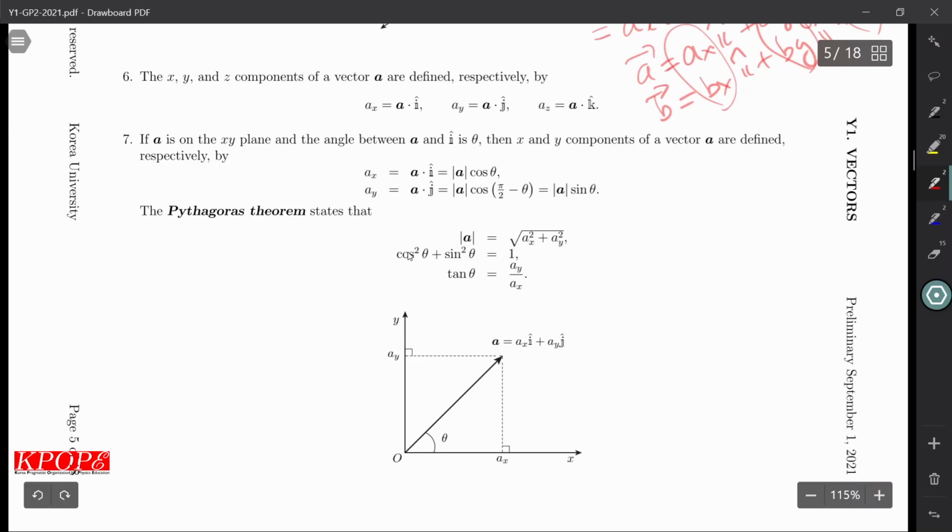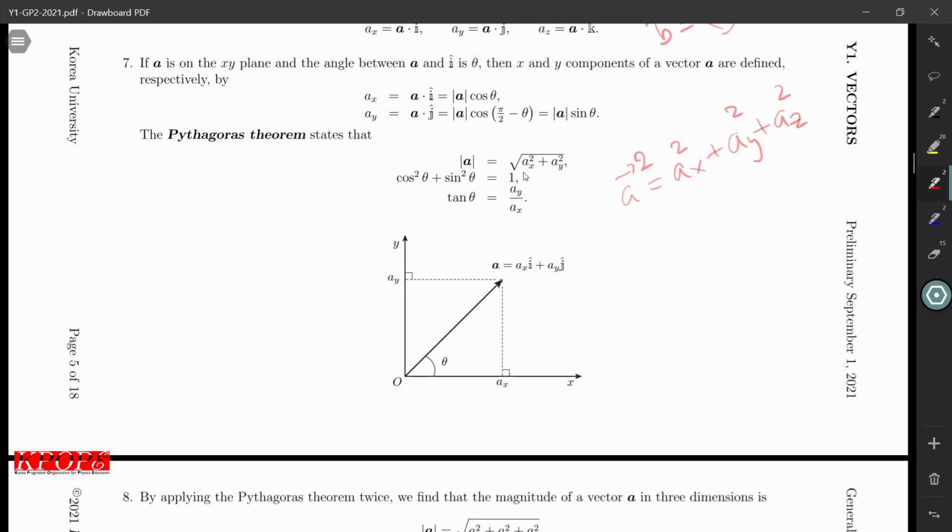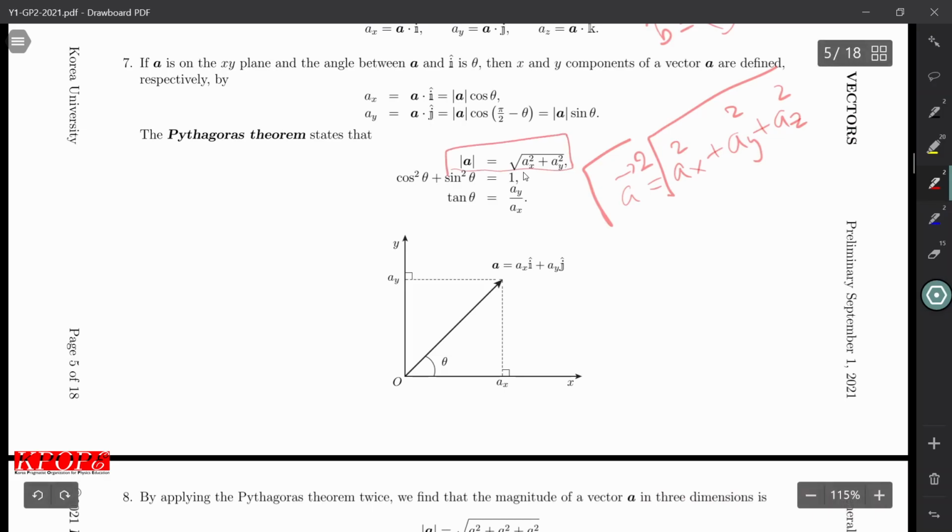We can make use of Pythagoras' theorem. What happens if I compute a squared? Then a squared is, this is only for the two-dimensional case. In the three-dimensional case, a squared is ax squared plus ay squared plus az squared. Okay? The length of a vector is the square root of this. So in case we have this vector on the xy plane, the magnitude of a two-dimensional vector can be expressed in this way.